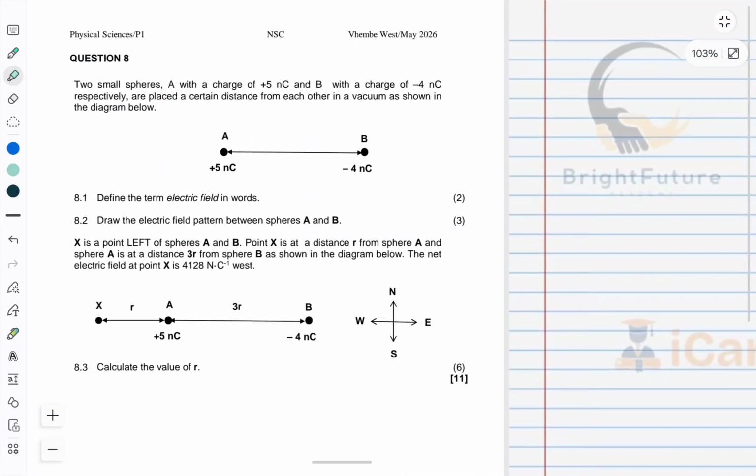So there's now question 8. It's the second last question. It's still on small spheres, on electrostatics. Okay. Now, for this one, we have two small spheres, A with a charge of 5 nanocoulombs. Remember, nano is 10 to the power of -9. And B with a charge of -4 nanocoulombs. They are placed a certain distance from each other in a vacuum, as shown in the diagram below. Okay, that's all we are told. We are not told the distance between them. So let's call this distance x. We don't know it.